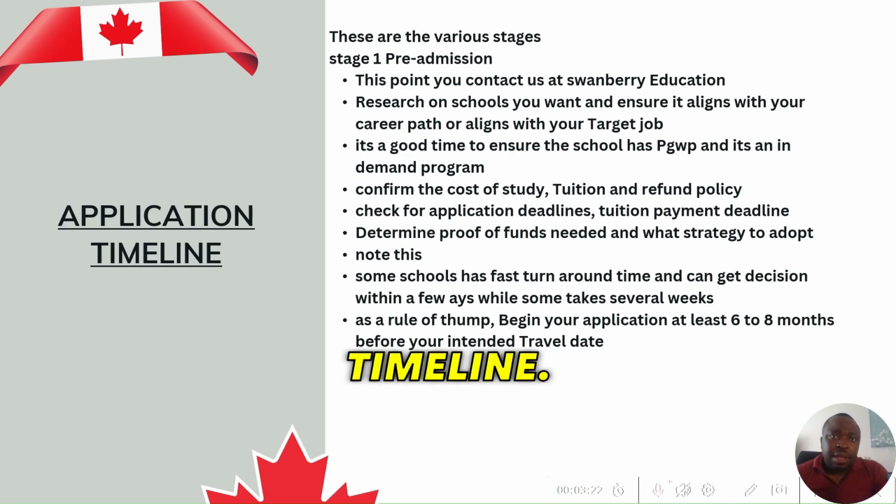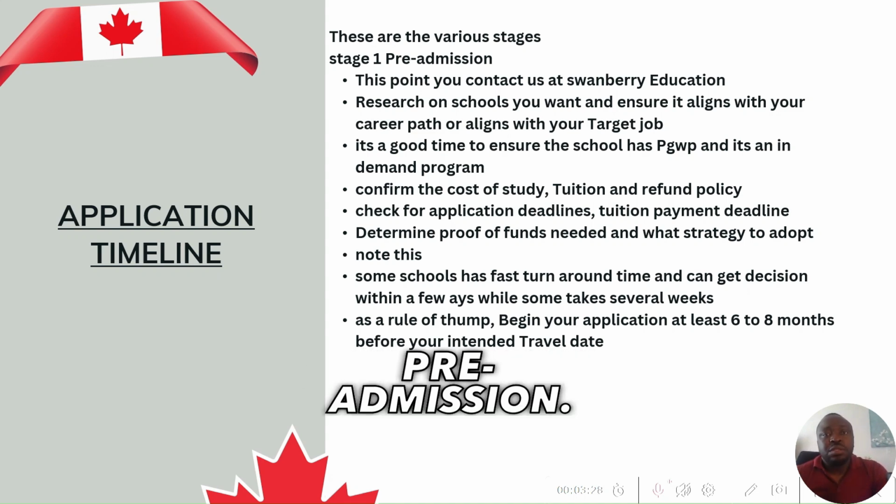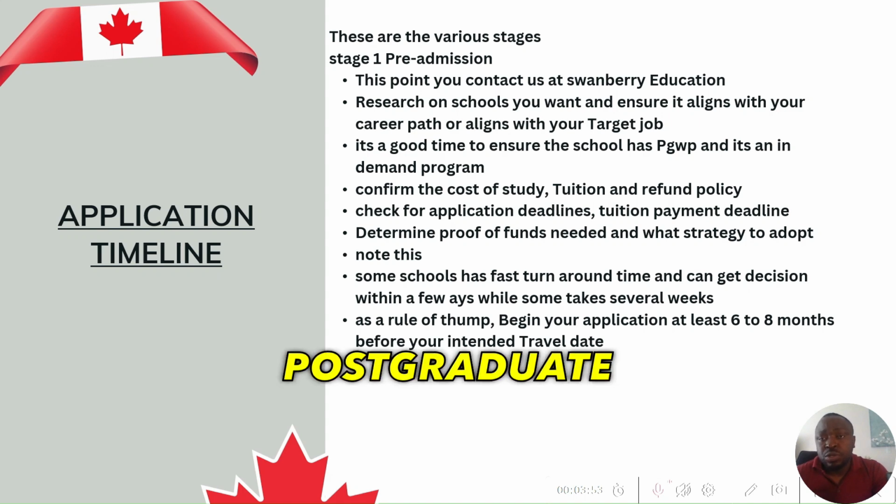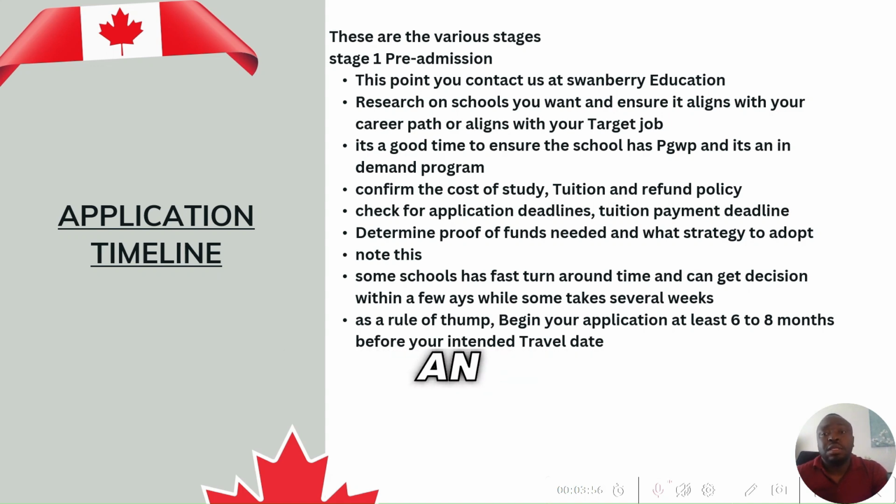The general application timeline. There are various stages of an application life cycle. Stage 1 is the pre-admission. At this point you contact Swanberry Education, or you check out the schools that you want to study in and ensure that the school aligns with your career path, or with the target job you are going for. This is also a good time to ensure that the program has a postgraduate work permit and is an in-demand program. It all depends on your after-studies plan.